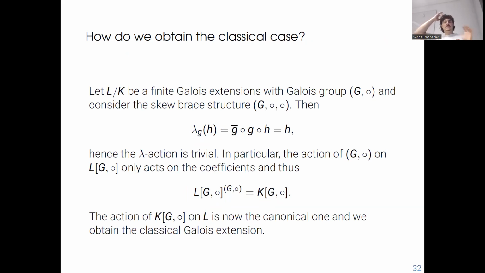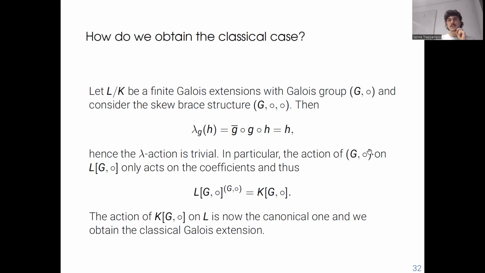So if we look at the easiest possible skew brace that one can take, which is just the one with both operations the same, then the lambda map, so recall lambda G of H in general is minus G plus G circle H, but plus and circle coincide in this case. So the inverse of G and G is just going to cancel out, and we find that our action here is trivial, which is to be expected because this is somewhat the easiest skew brace we can think of.